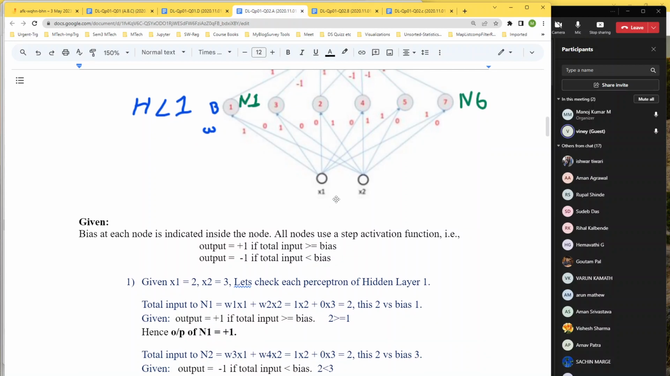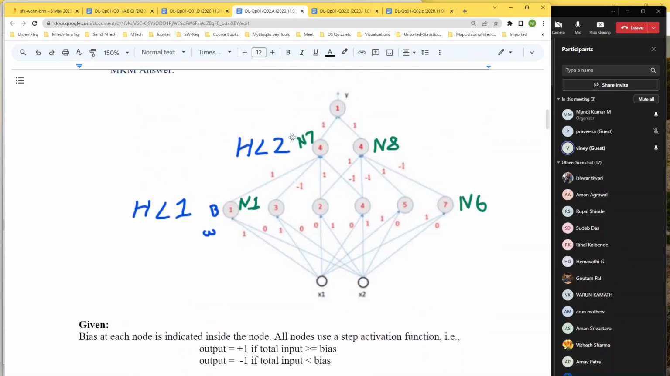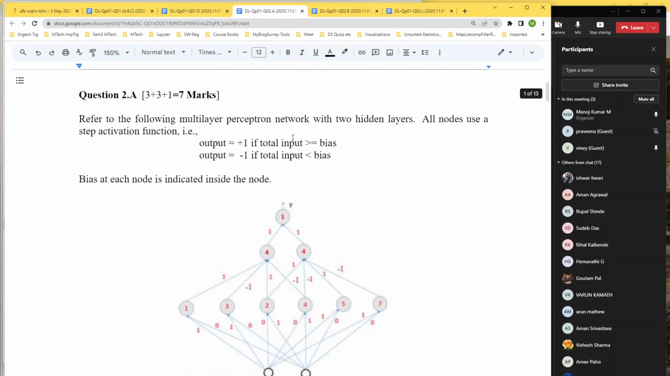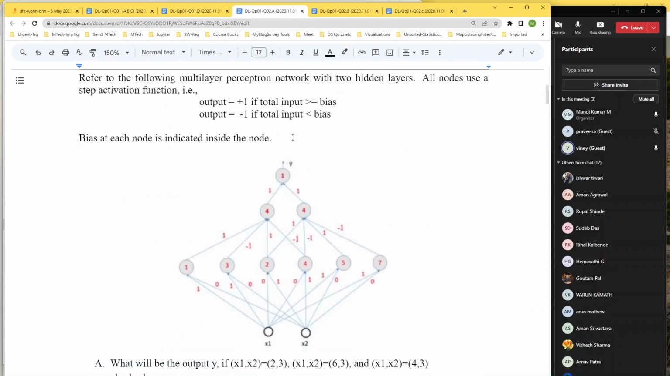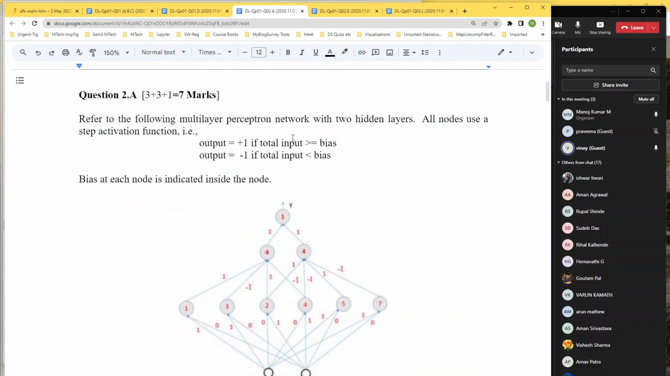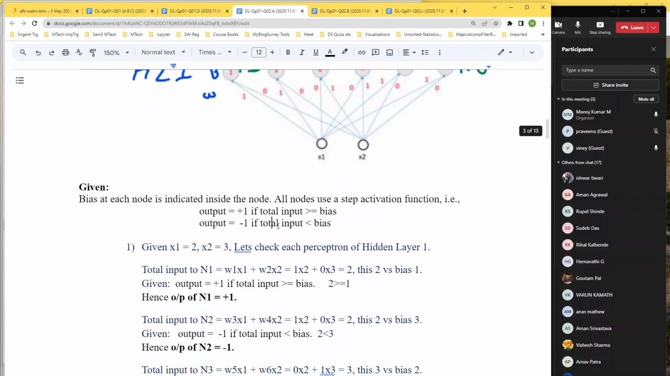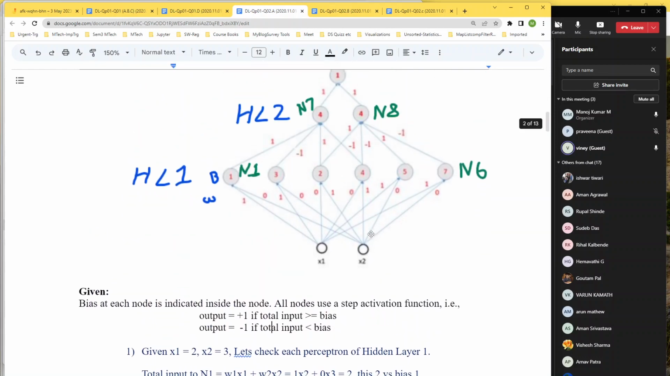Now this second node. Here again x1 is 2, 2 into 1, so it will give you -1. Let me see the question once again: output is -1 if total input is less than bias. It's already mentioned, I put the copy here. Hello, Pravina.